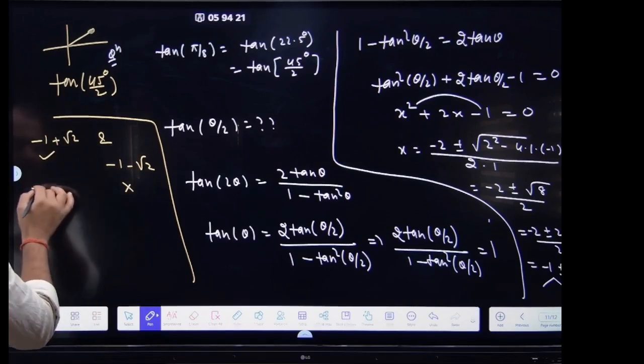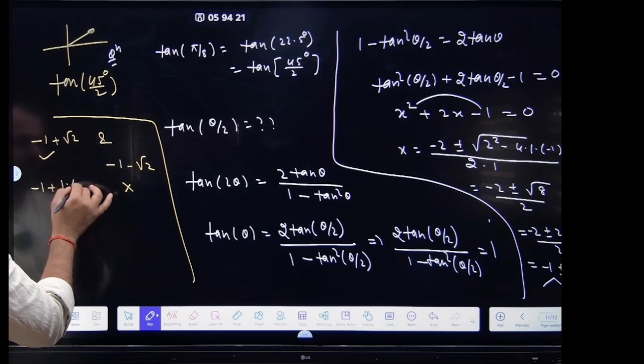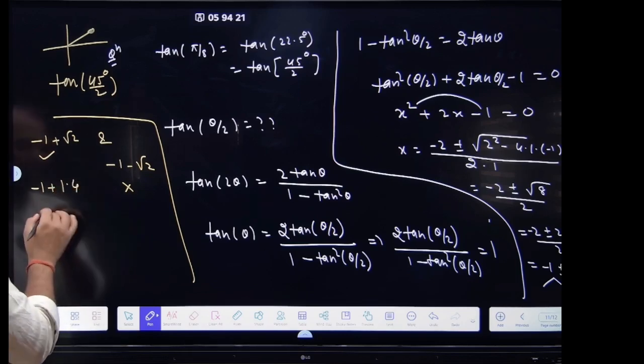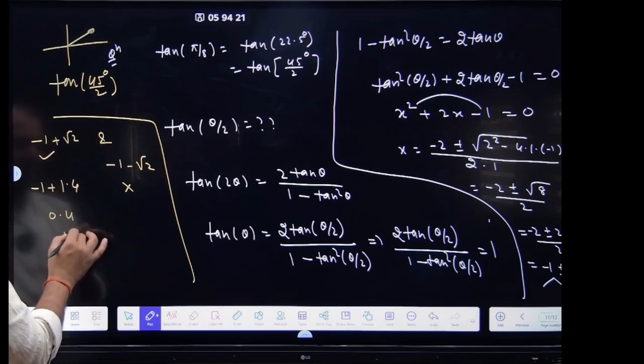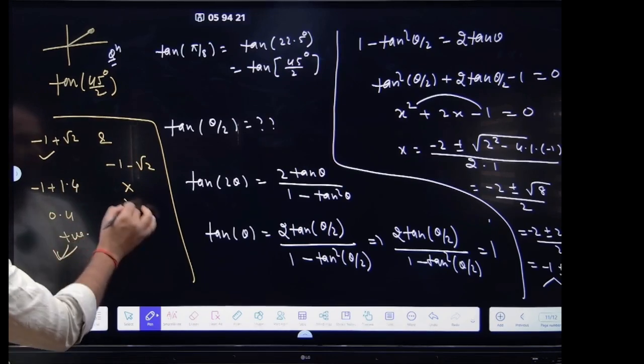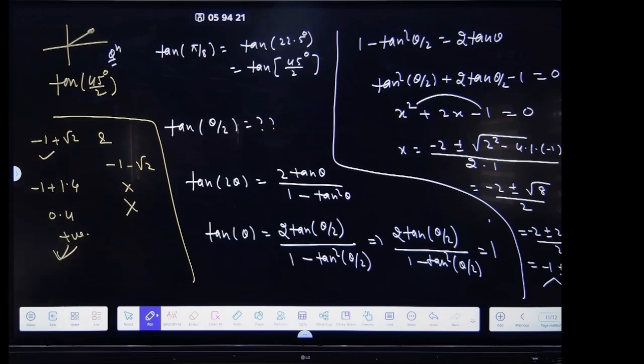This is possible. Why? Root 2 is nothing but approximately 1.4, right? If you subtract, it will be 0.4. So the positive value is this, no? This one will be the answer, not this one. I hope you are getting it. Understood? Very important concept. You should know how to manage from one to the other.